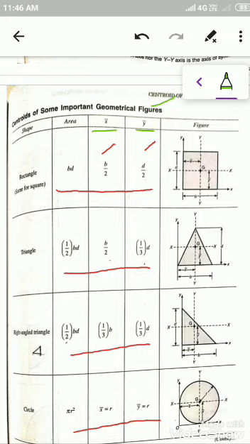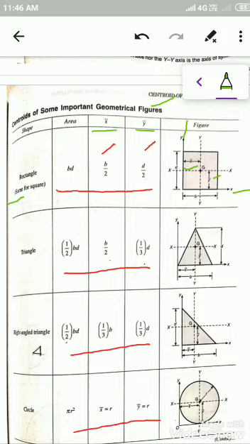The first one is a rectangle. You can observe the x bar is measured from here to here, and y bar is measured from here to here, with respect to the reference axes, reference axis x and reference axis y. X bar and y bar are measured.